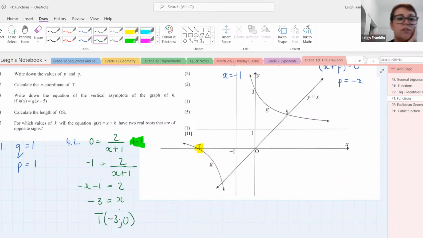So now they want us to write down the equation of the vertical asymptote of the graph of h if h of x equals g of x plus 5. So what are they asking us to do here? Yeah, does that make sense now, Ntokozo, with the signs?